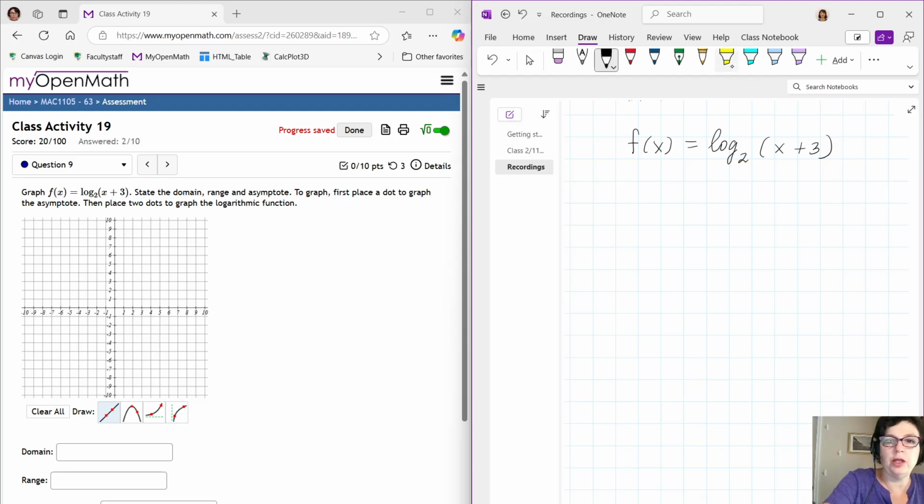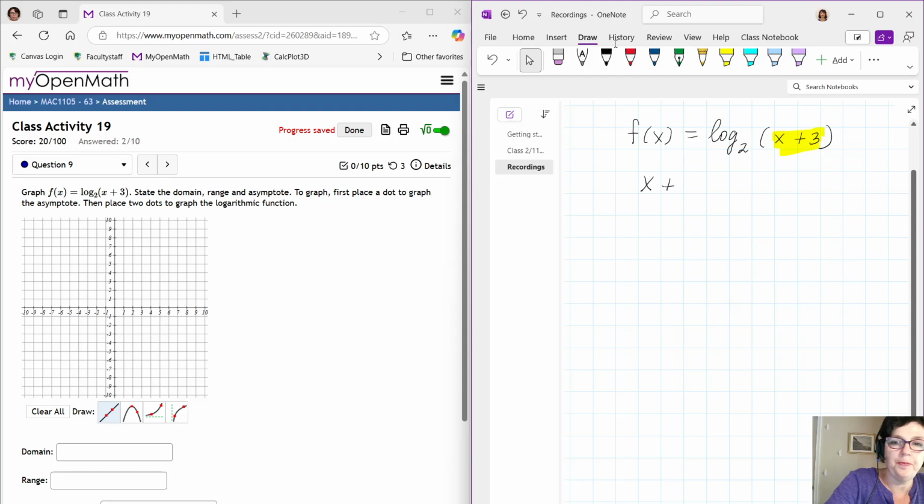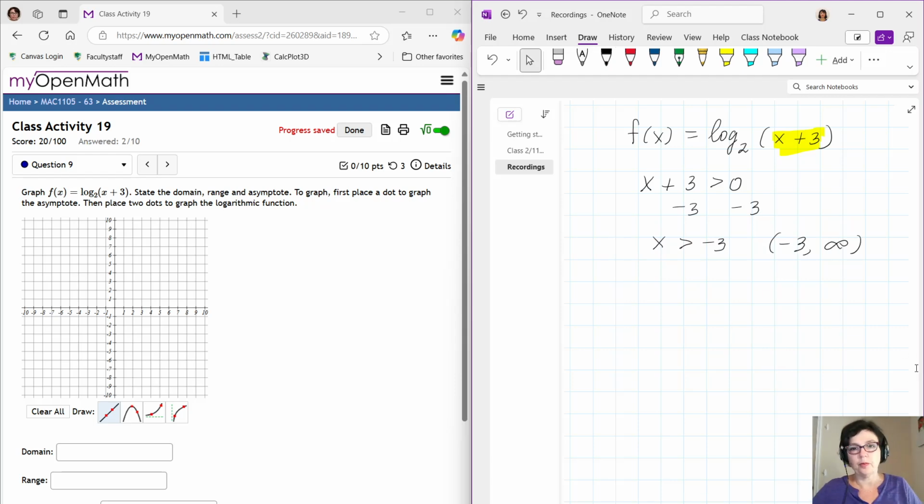So the first thing I need to point out is that log is undefined for negative values and 0, which means that x plus 3 should be greater than 0. That's the domain. Now, solving this inequality by subtracting 3 from both sides, I get x greater than negative 3, which I can write in interval notation as negative 3 to infinity. Okay, so that's going to be my domain. All right, so let's put that in here.